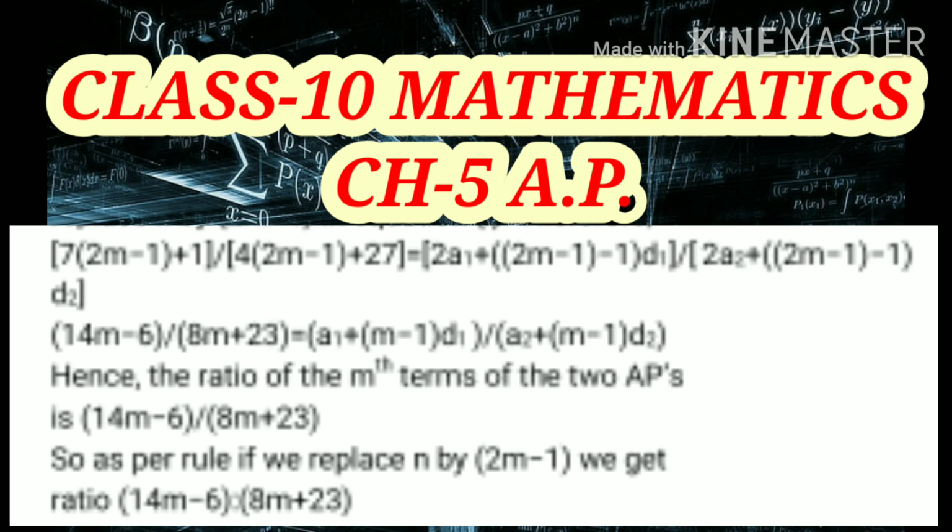So children, as you have seen, according to the rule, if we replace n by 2m minus 1, we simply get the ratio 14m minus 6 is to 8m plus 23. So children, it's quite easy to just use this simple technique to solve such type of questions. Children, keep on practicing at your home.